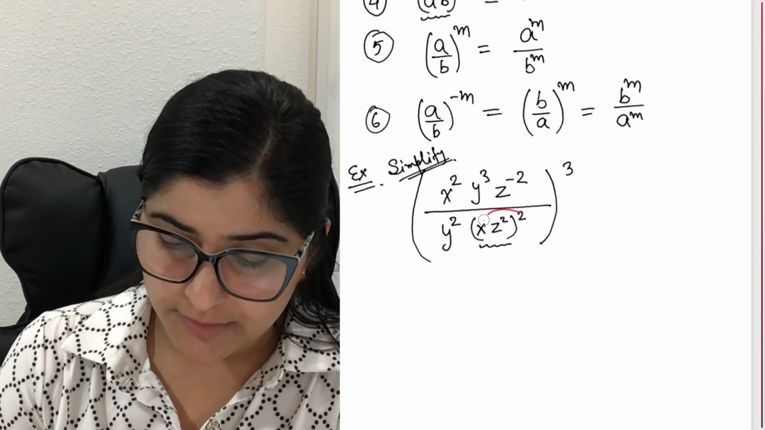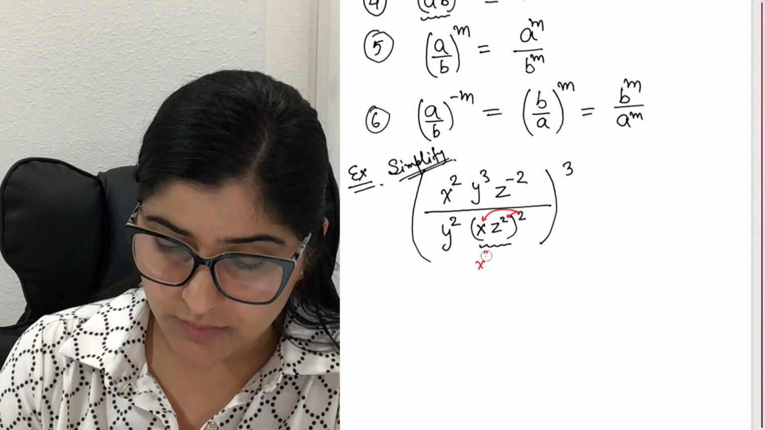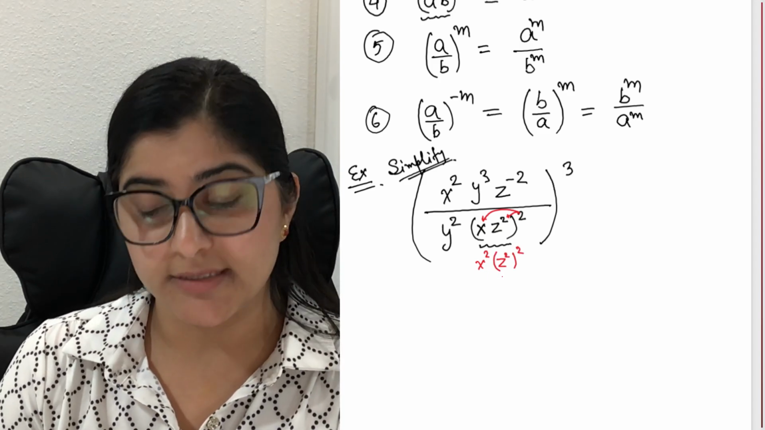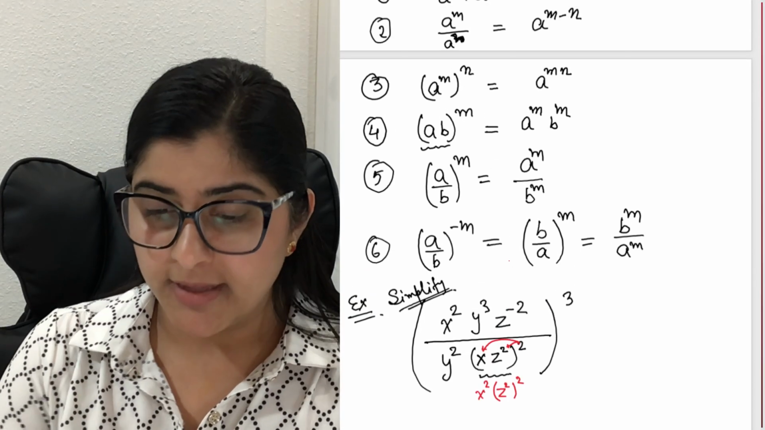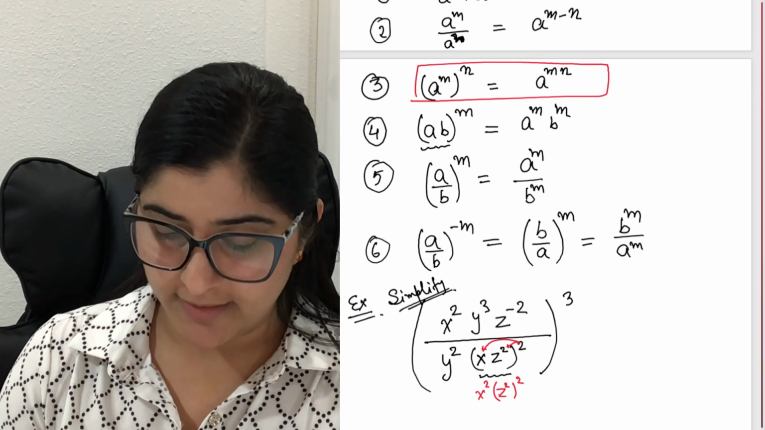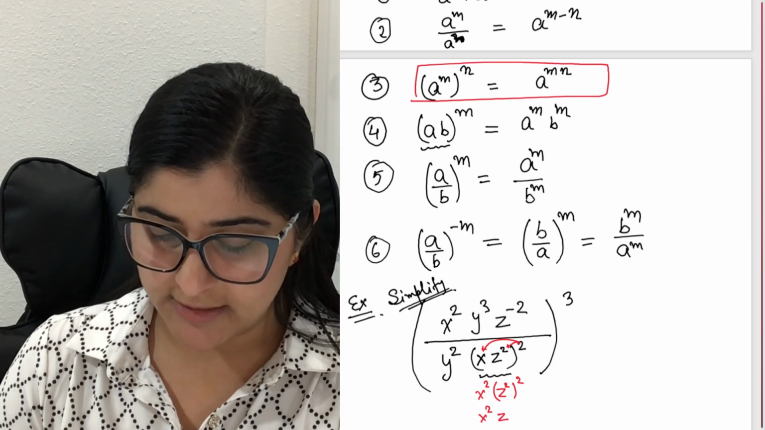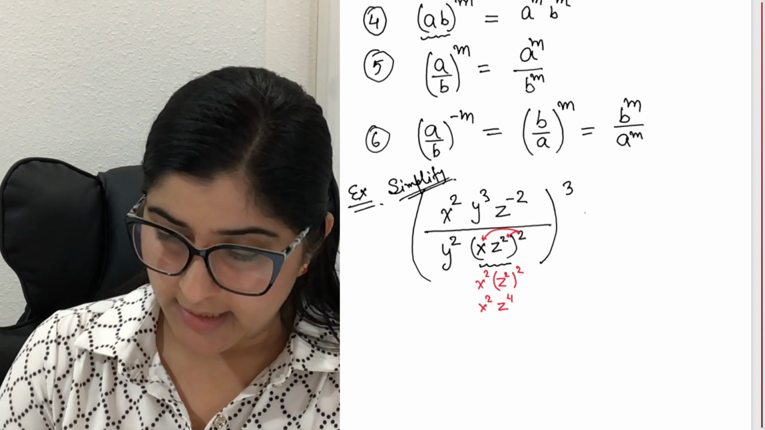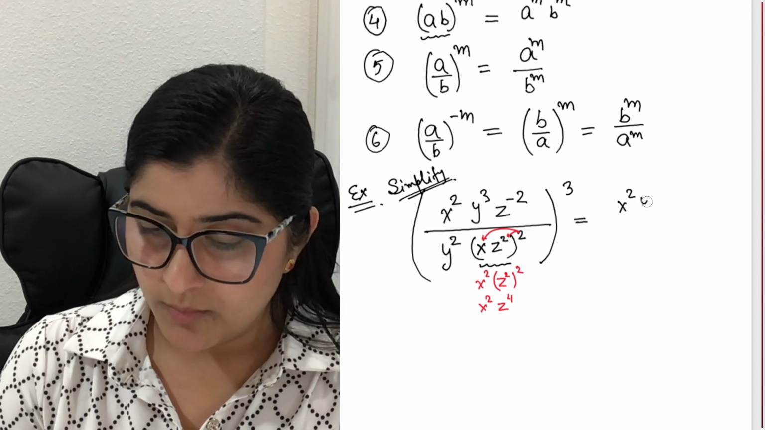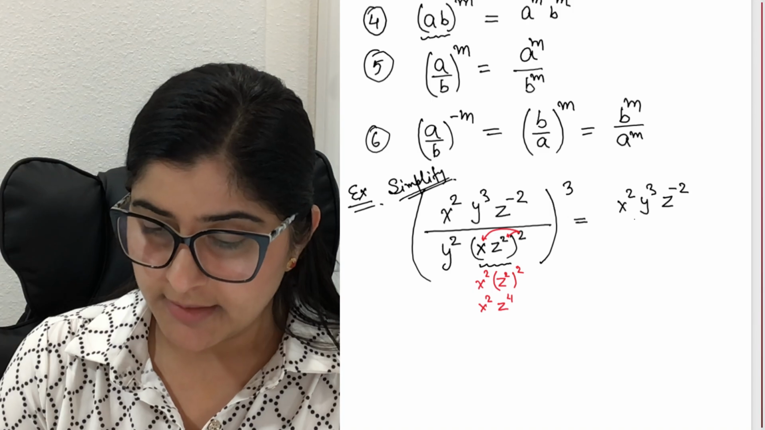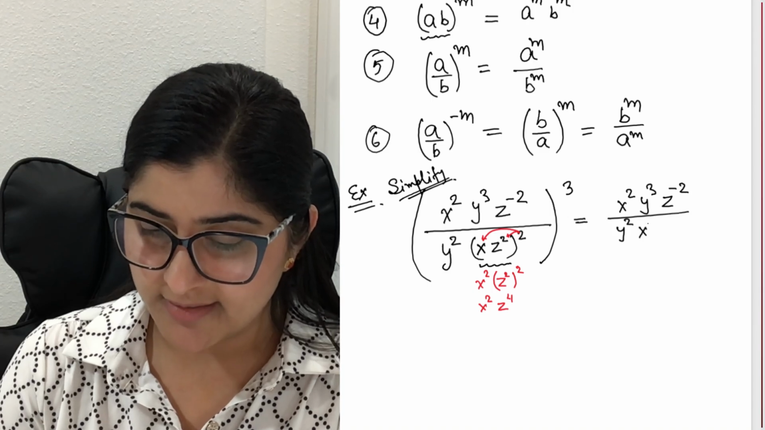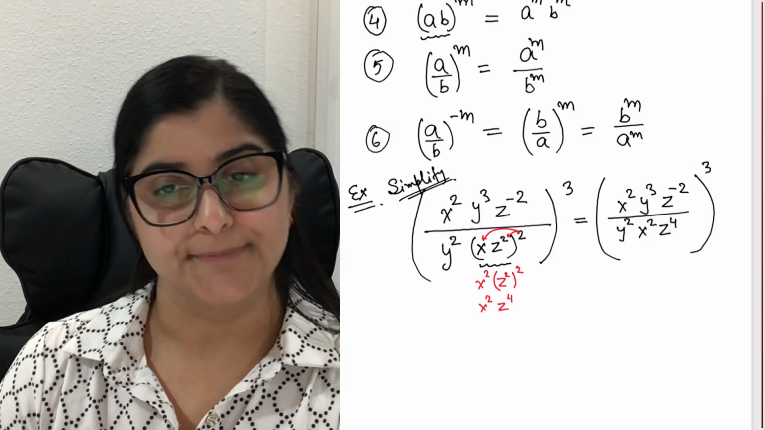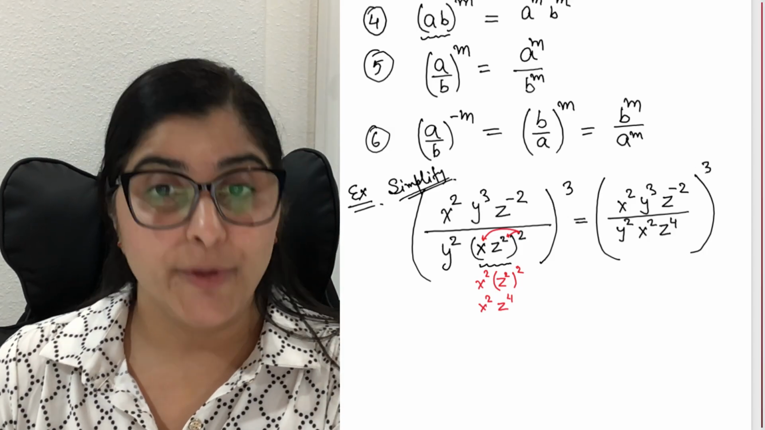So when you distribute this 2 to this, we get x squared z squared squared, right? And z has 2 powers, and we just learned that when there are 2 powers we multiply both powers together. So can I write this as z has 4th power? 2 times 2 is 4. So what are we left with? We are left with x squared y cube z has power -2 over y squared x squared z has power 4, and everything here has power 3. Clear?